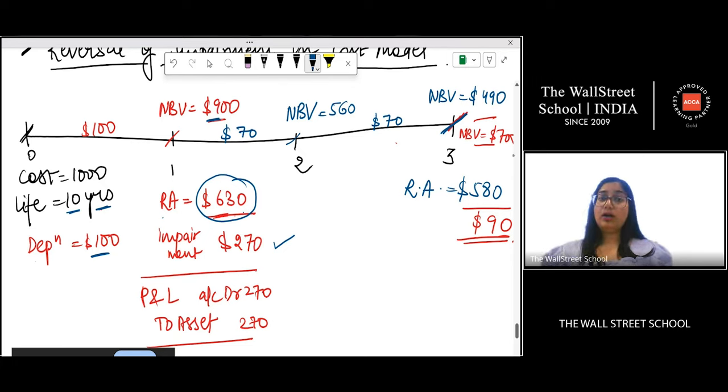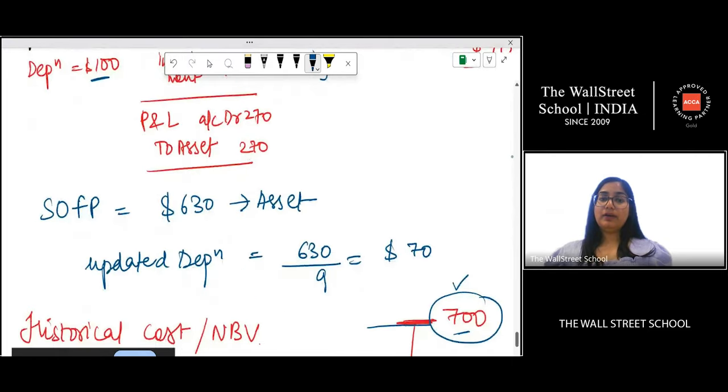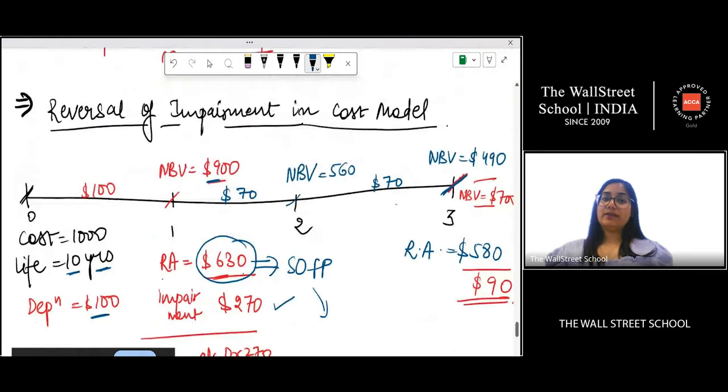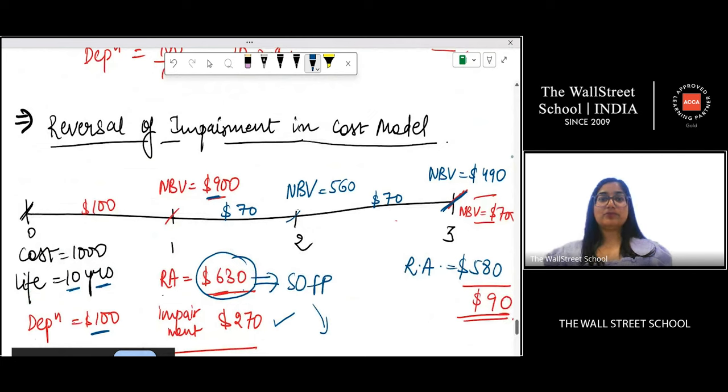थर्ड ईयर में कुछ नहीं हुआ। तो अब यहाँ तक क्या चल रहा था? जब भी हम लोग अपने एसेट को इम्पेयर करेंगे, यानी कि अब मैंने अपनी SOFP के अंदर 630 पे एसेट को रिकॉर्ड करा होगा, तो यानी कि डेप्रिसिएशन भी मुझे अब इस रिवाइज्ड अमाउंट पे चार्ज करना पड़ेगा। What is the remaining life now? 10 years original थी, एक साल जा चुका, तो 9 साल बची। तो हमने क्या करा यहाँ पर? अपडेटेड डेप्रिसिएशन निकाली: 630 divided by 9, 70 per year. 70 सेकेंड ईयर में, फर्स्ट से सेकेंड ईयर में चार्ज हुई, थर्ड ईयर में 70 चार्ज हुई, तो अब मेरी नेट बुक वैल्यू कितनी बन गई? 490.